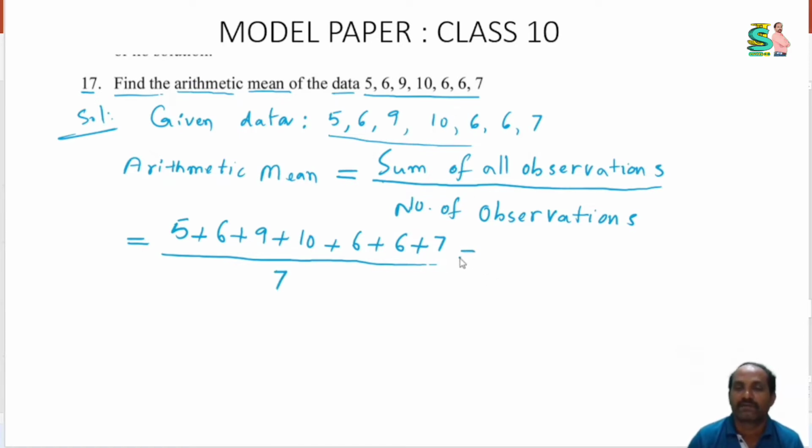7 numbers are there. So first 5 plus 6, 11, 11 plus 9, 20, 20 plus 10, 30, 30 plus 6, 36, 36 plus 6, 42, 42 plus 7, 49, 49 by 7. Now by the cancellation, we are going to do the cancellation there. 7 ones are 7, 7 sevens are 49, so it is equal to 7. So arithmetic mean of the given question is 7. Okay, now next question.